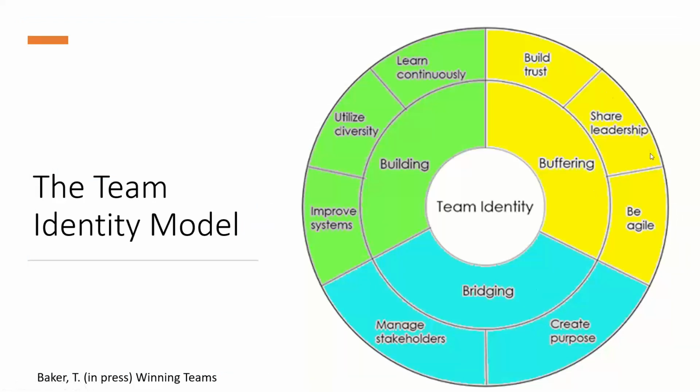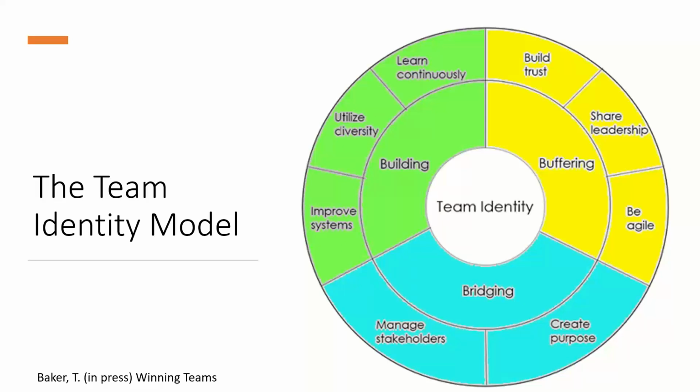All right, so what I want to do now is share with you my team identity model. The team identity model, which you can see in front of you there, covers 8 particular characteristics of high-performing teams. Now, the 8 characteristics are on the outer rim of the model, and I don't think any of those would necessarily surprise you. I'll just quickly run through them. You've got building trust, share leadership, be agile, create purpose, manage stakeholders, which is essentially what we're going to be covering today, improve systems, utilize diversity, and learn continuously.